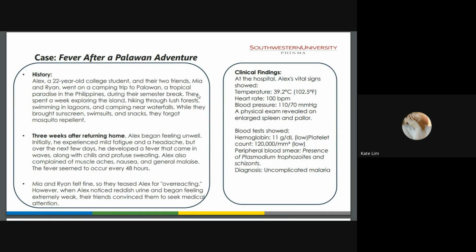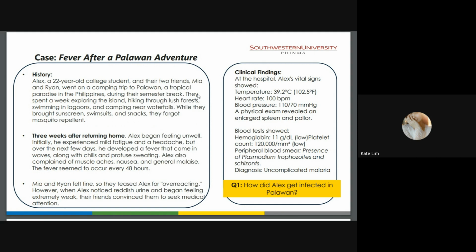So here, let's go back to the case that was presented to you during the lecture session. So this was a case about Alex, a 22-year-old college student who experienced fever after a Palawan adventure. So our first question was, how did Alex get infected in Palawan? So as we discussed earlier, Alex was likely bitten by an infected Anopheles mosquito while in Palawan.